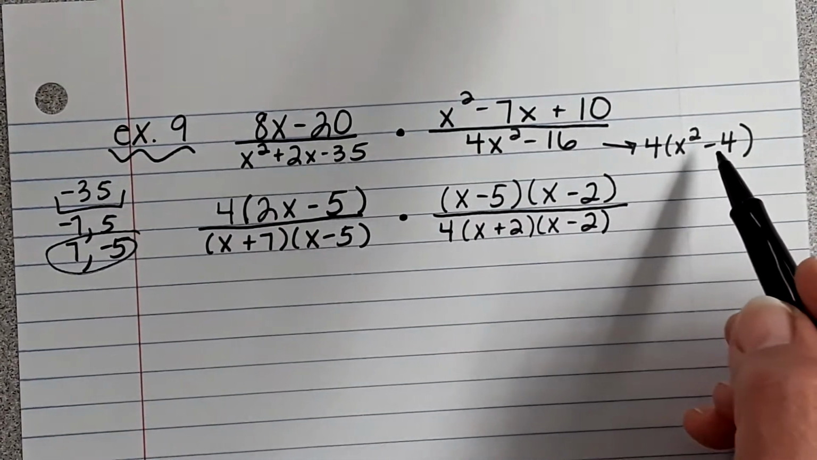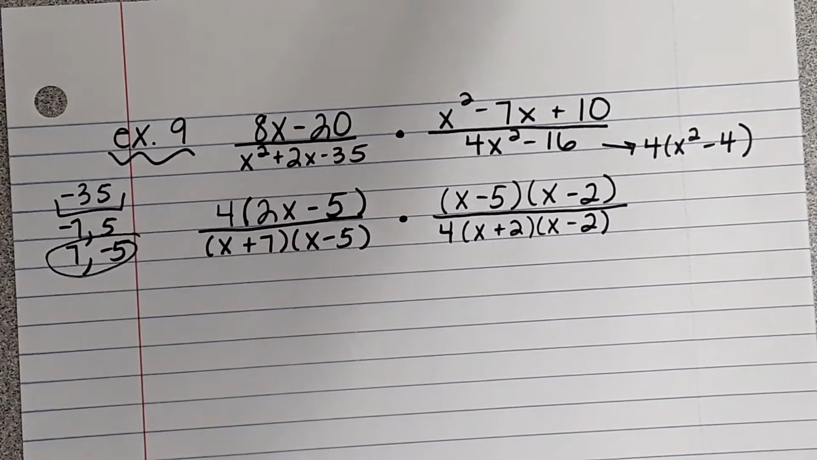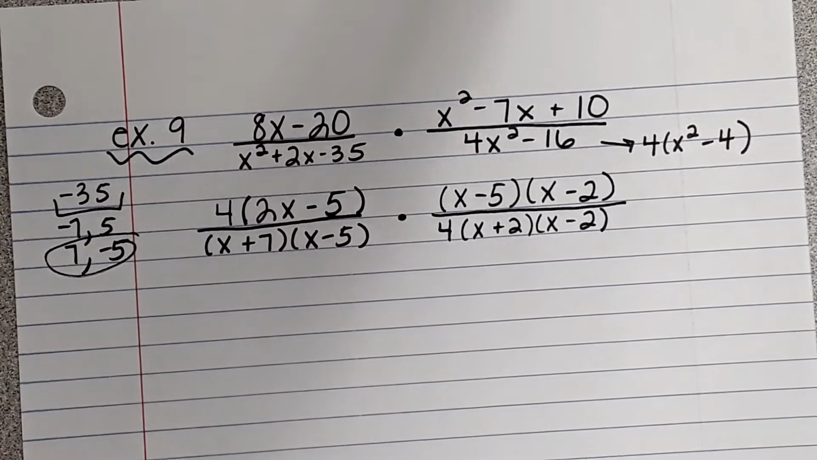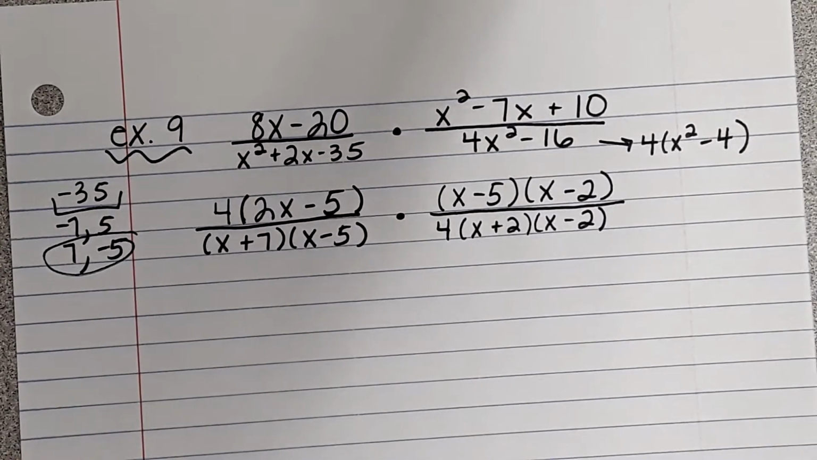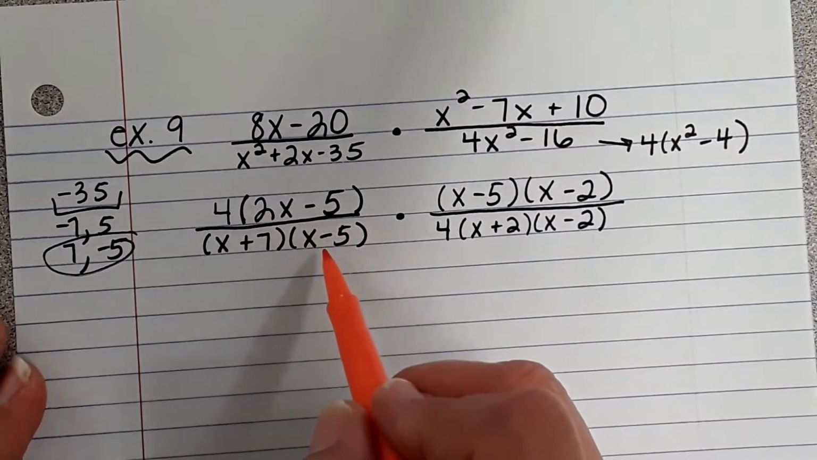Those things you're going to have to be able to start recognizing. So you're going to have to recognize your perfect squares. Oh, hey, that's a perfect square. Can I pull something out? Those are the type of things. Okay, so now let's start crossing out. Can I cross out anything up and down?